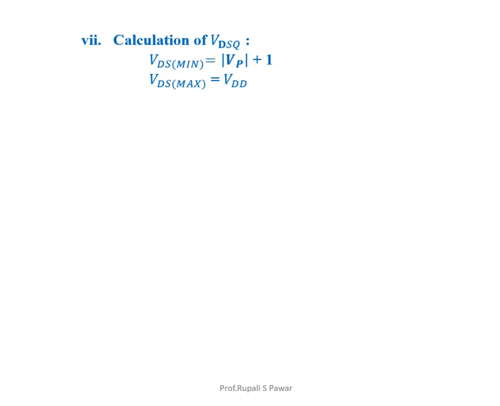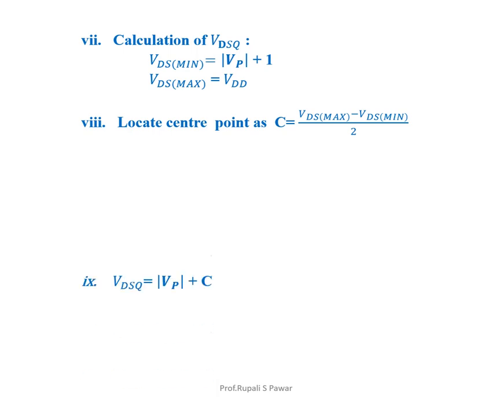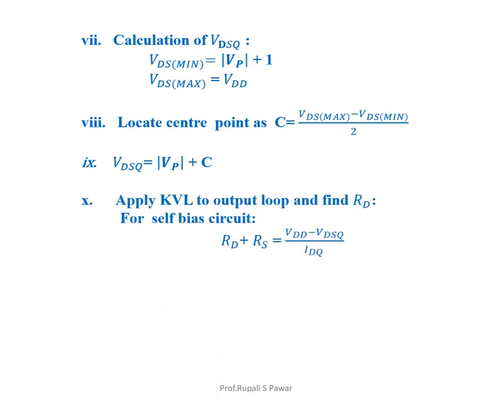Step 7. Calculate VDSQ from VDS mean and VDS max. Locate center point C as VDS max minus VDS mean upon 2. Then VDSQ is given as VP plus C. Finally, applying KVL to output loop, find out RD.